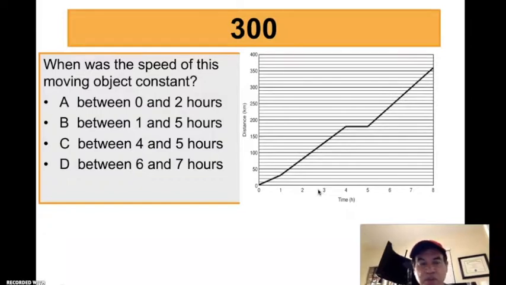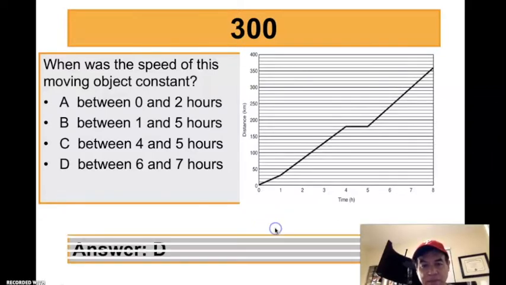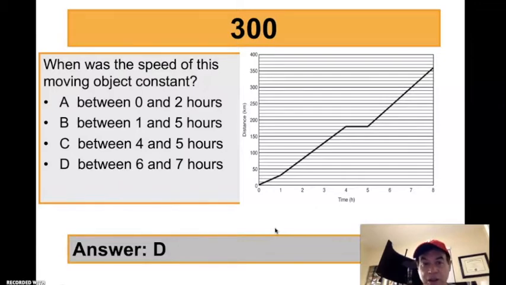When was the speed of this moving object constant? Between 0 and 2 hours, between 1 and 5 hours, between 4 and 5 hours, or between 6 and 7 hours. So what would you say? It's going to be D, between 6 and 7 hours. The way you know that is, remember what we just said: diagonal. Notice it's diagonally going straight up.